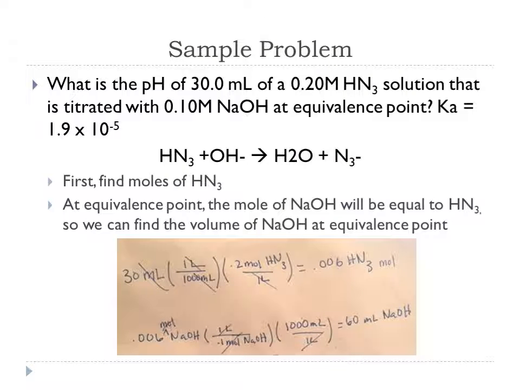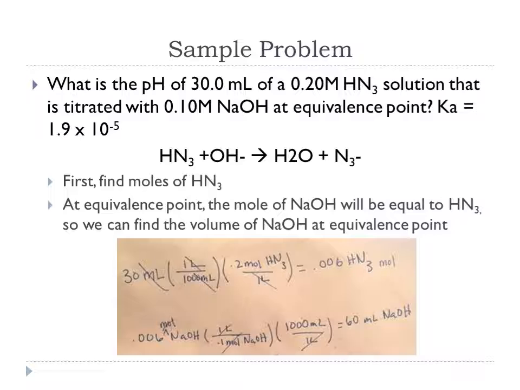Alright, let's try and do this sample problem. What is the pH of 30 milliliters of 0.20 molarity HN3 solution that is titrated with 0.10 molarity NaOH at equivalence point? As I've said before, at equivalence point, the mole of base, in this case NaOH, will be equal to acid, which is HN3, or hydrazoic acid.